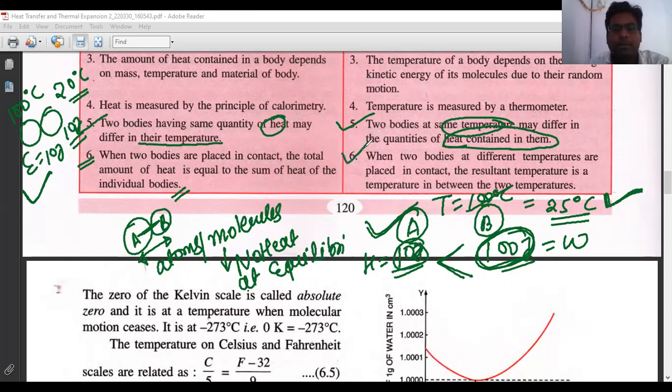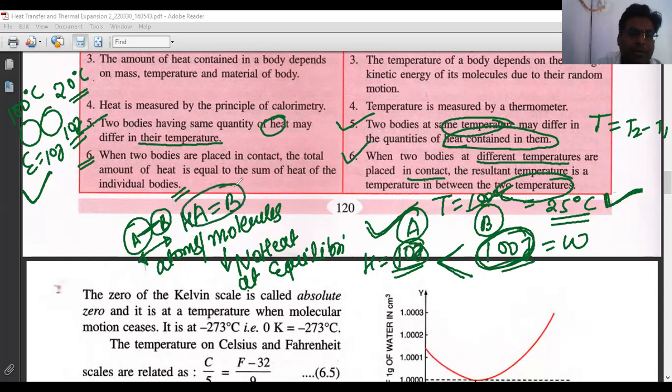Now look at the next point for temperature. When two bodies at different temperatures are in contact, the resultant temperature is a temperature between the two temperatures. So the resultant will be related to the difference T2 minus T1. But here the heat will be equal to the individual ones, A and B. So this is the difference. Here temperature is given by the difference of the two bodies, but heat is given equal to the individual ones, right? So read the fifth and sixth points.